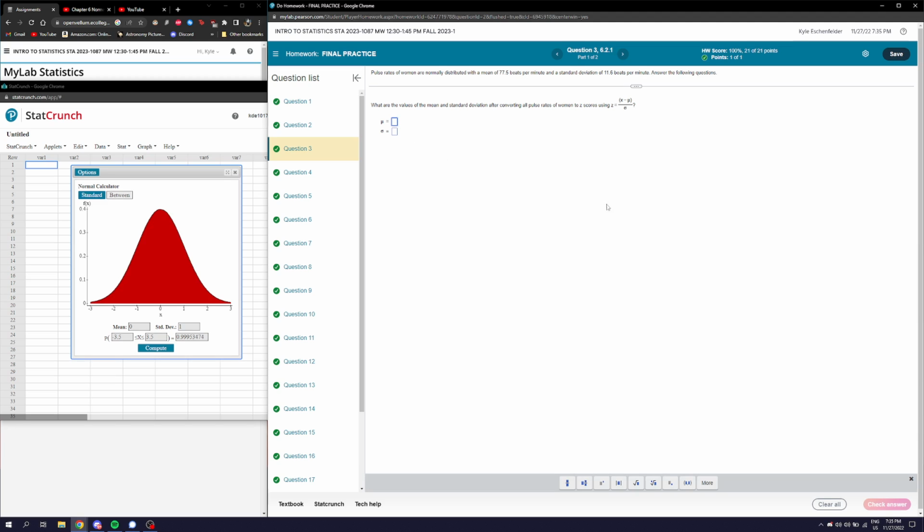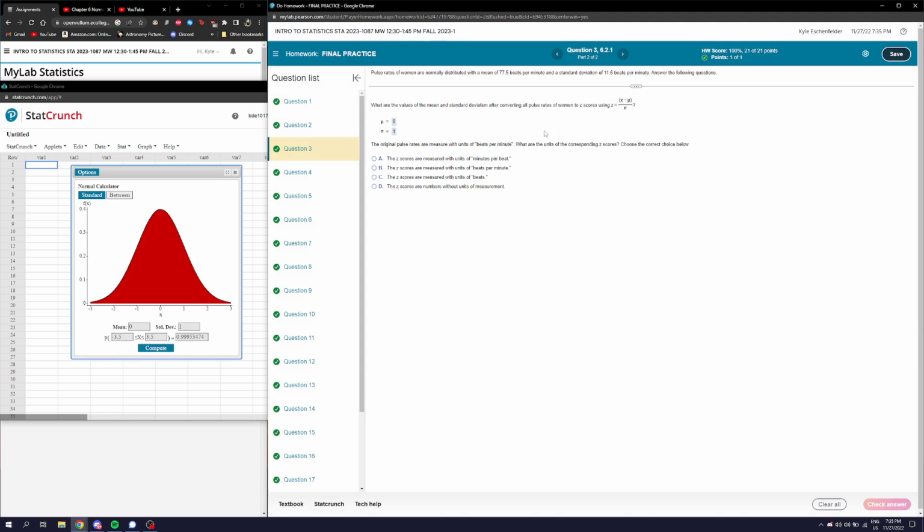Question 3. This symbol means mean. This symbol means standard deviation. The default mean and standard deviation is 0, 1. For this problem, you can read it and try to figure it out, but the answer is this. The z-scores are numbers without units of measurement. I think that's usually the case.